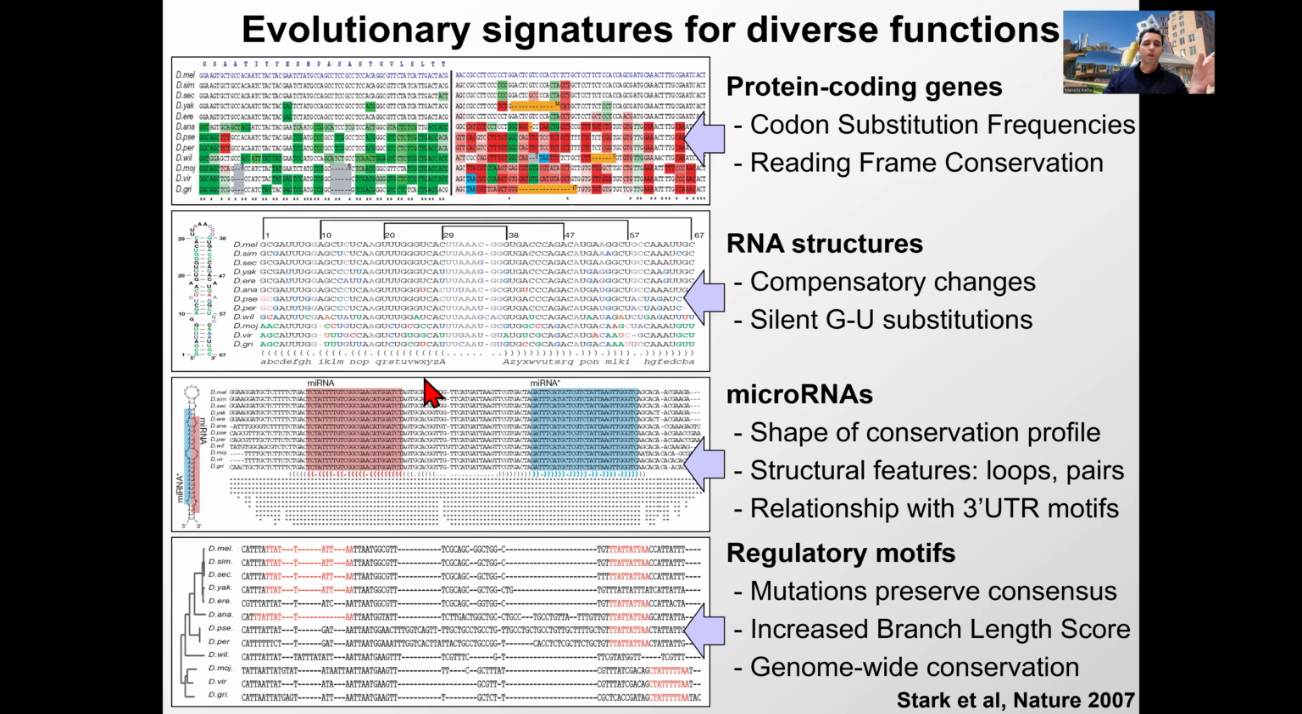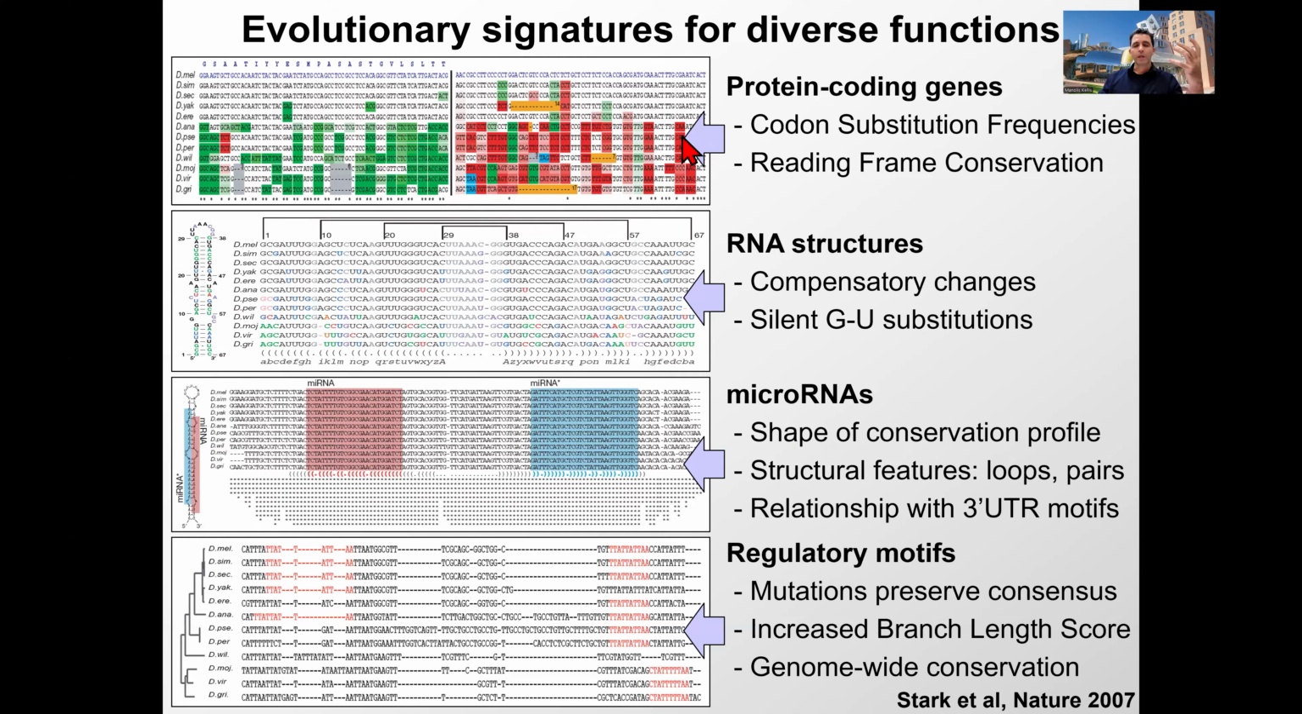Everybody with me here? And then for a microRNA, as long as the pairing of those regions is conserved, the sequence at the tip of the pin here or at the ends doesn't matter. So you basically have a very particular conservation shape. And similarly for regulatory motifs, as long as the position specific weight matrix, the PWM or the PSSM, is preserved, then the function, effectively the binding of the regulator, is preserved. Okay?